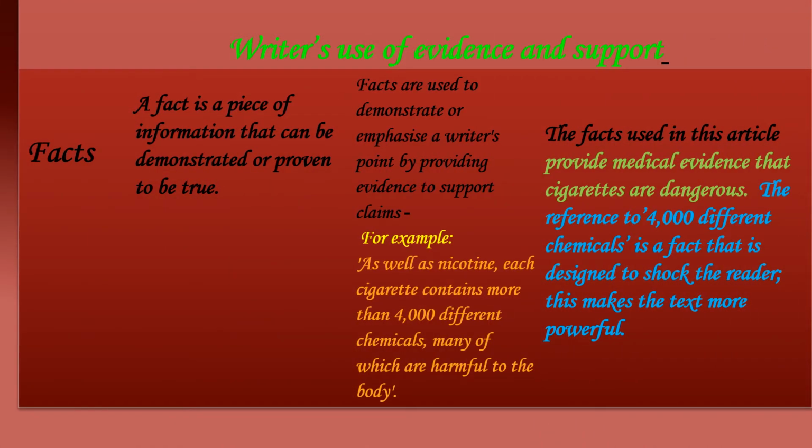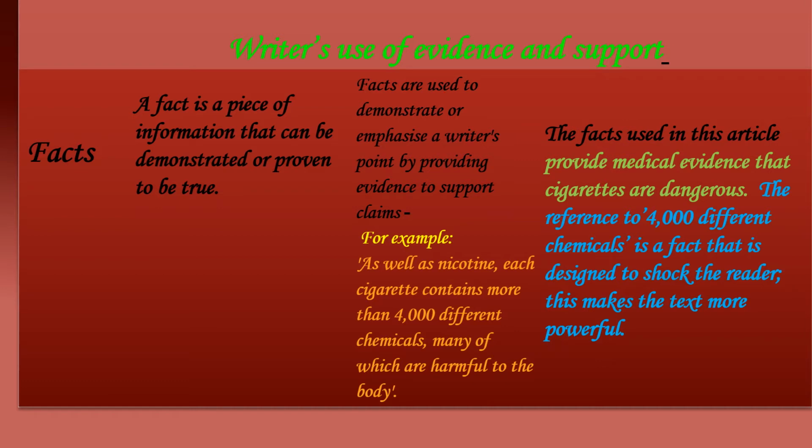Okay, we're going to be looking at the writer's use of evidence and support after a certain device has been identified in the text. Now, the first use of a technique here, or a device, is fact. A fact is a piece of information that can be demonstrated to be true. Usually facts are used to demonstrate or emphasize a writer's point by providing evidence to support claims.